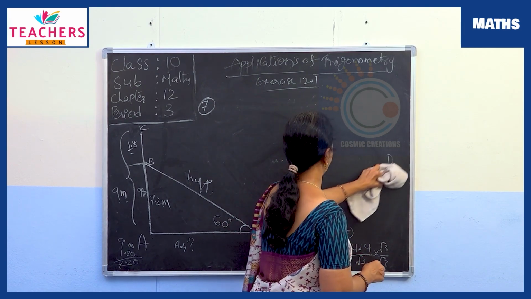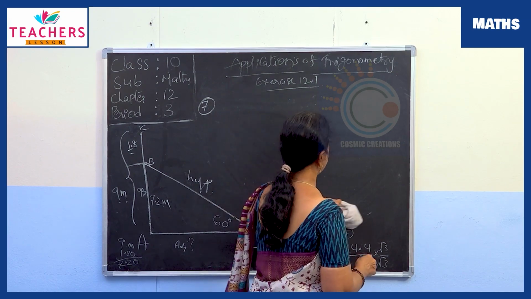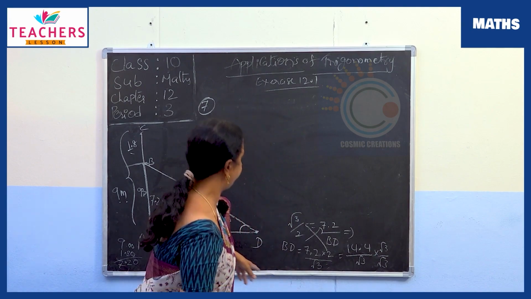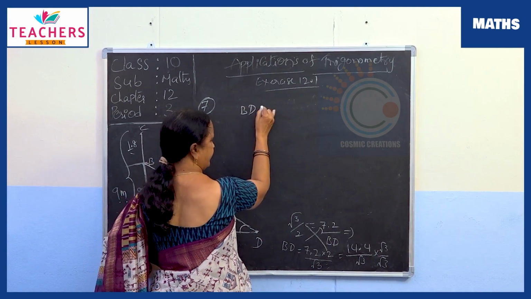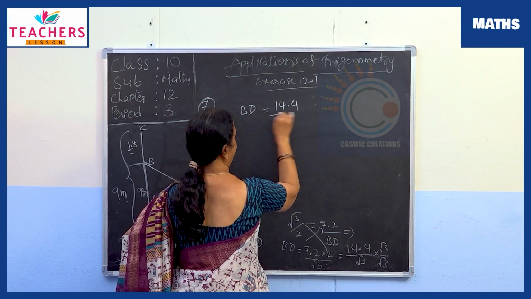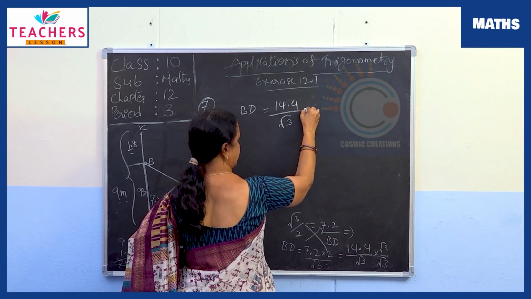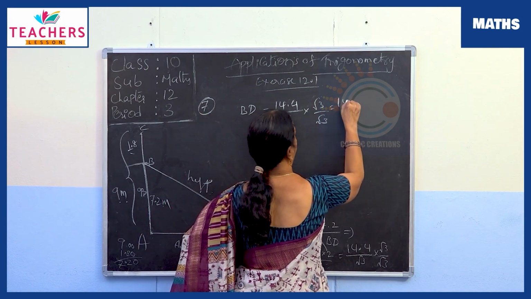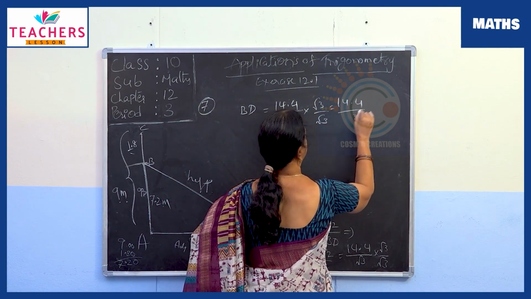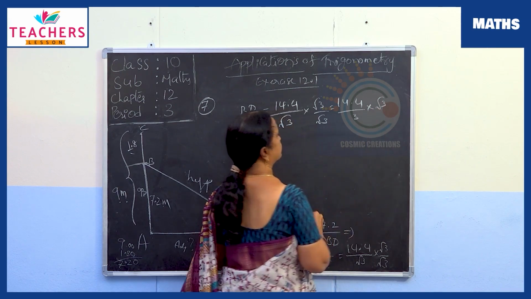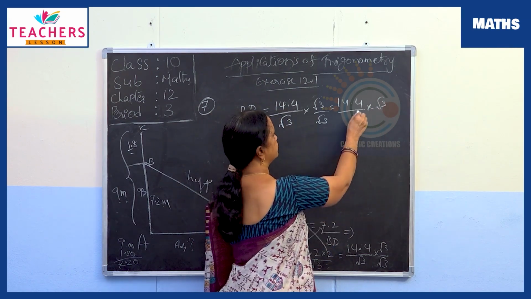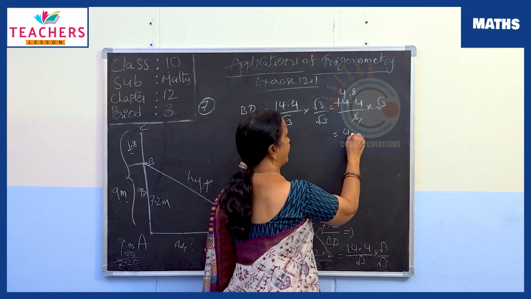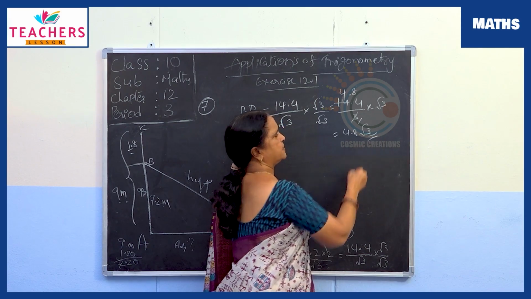Do you have any doubts? No, ma'am. Now, BD is equal to 14.4 by 3 into root 3, which is 4.8 root 3. This is the answer.